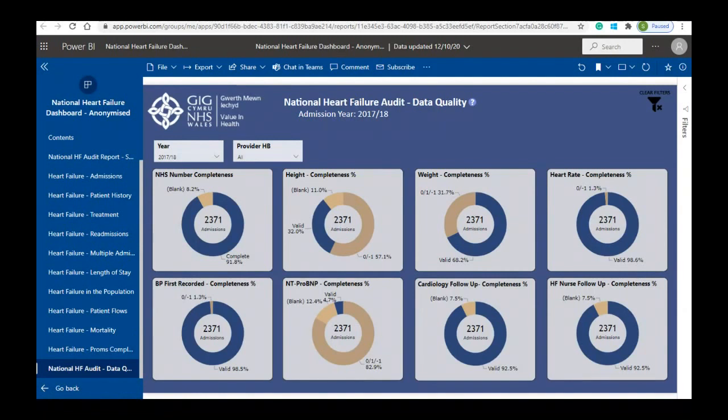Okay, so this is the last slide I'm going to show today, which shows the completeness of fields with regards to audit for a number of key indicators. This would enable health boards to check their data quality with regards to audit at any point and have the chance then to improve it prior to submission. So that concludes the dashboard demo for today.